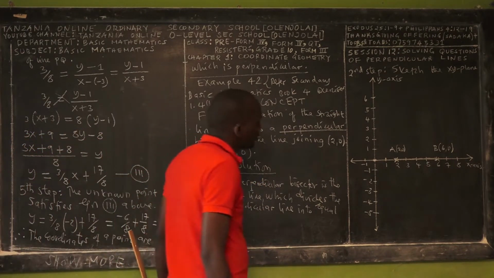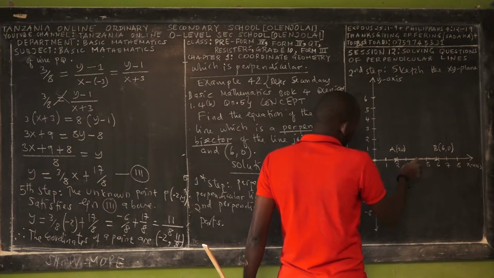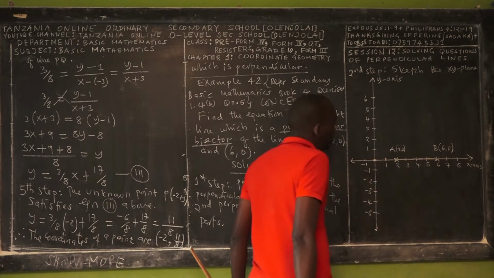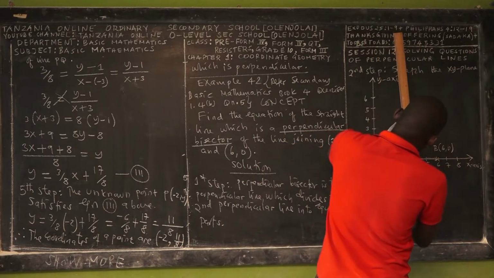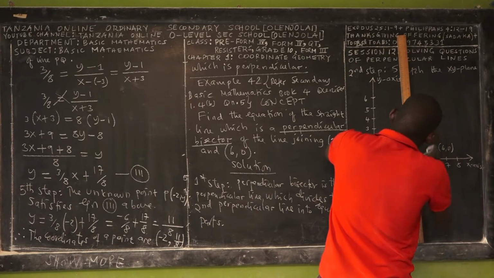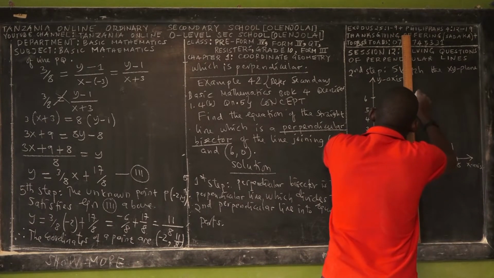Now we find the straight line which is the perpendicular bisector of the line AB. So what are the units of the line AB? The units are 1, 2, 3, 4. So where is the middle point? The middle point is here. So this is the line that you have to find.